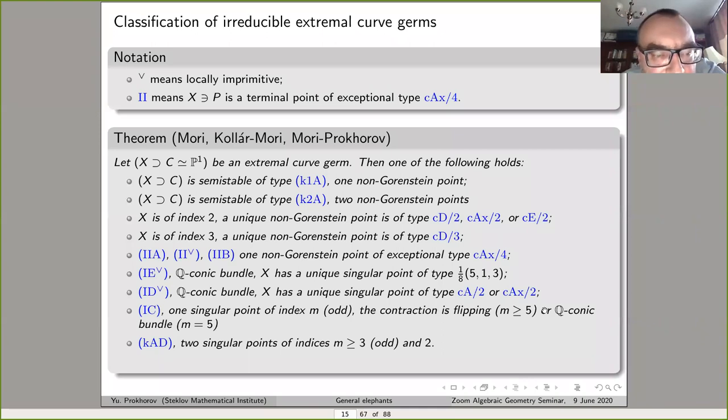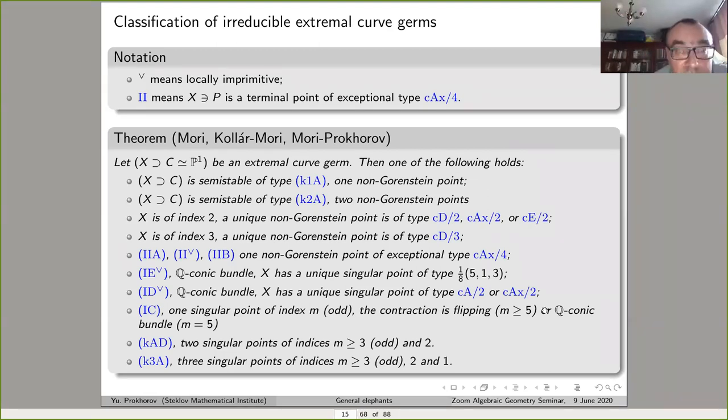And case kAD, two singular points of odd index m at least 3 and 2. And finally, in the last exceptional case, we have three singular points of indices 3, 2, and 1. Of course, one point should be Gorenstein. This is the whole classification.